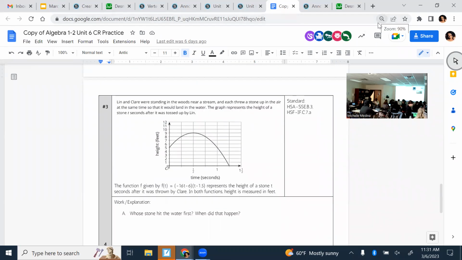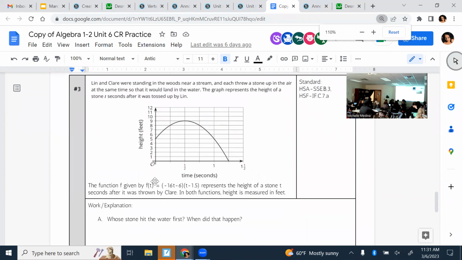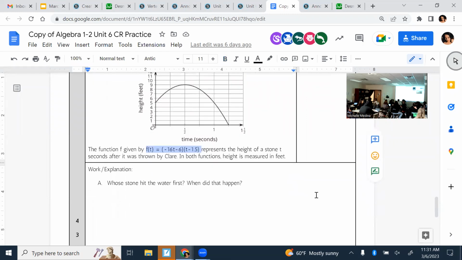Okay, so Lynn and Claire were standing in the woods near a stream and each threw a stone up in the air at the same time so that it would land in the water. The graph represents the height of a stone T seconds after it was tossed up by Lynn. So this graph is for Lynn. This function given by this equation is going to be the height of a stone T seconds after it was thrown by Claire. So one given to you as an equation, one given to you as a graph. In both functions, height is measured in feet.